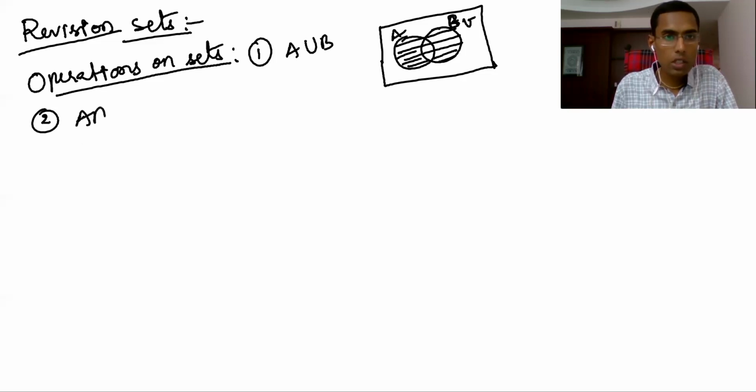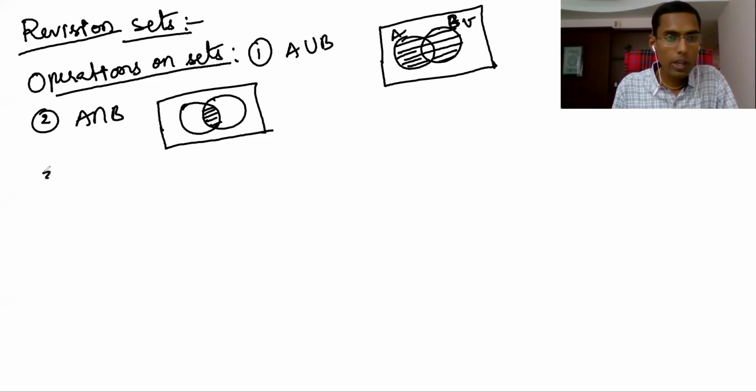Now next, A intersection B. What is the A intersection B part? This is A and this is B. This is what is intersection. For those who don't know, I am showing the Venn diagram. This much you know.